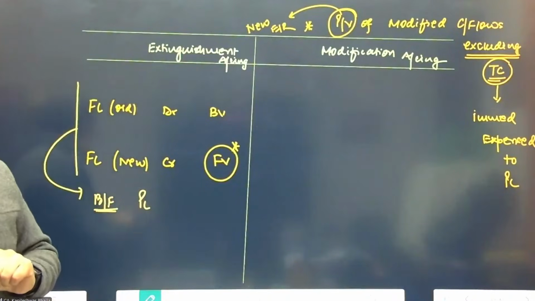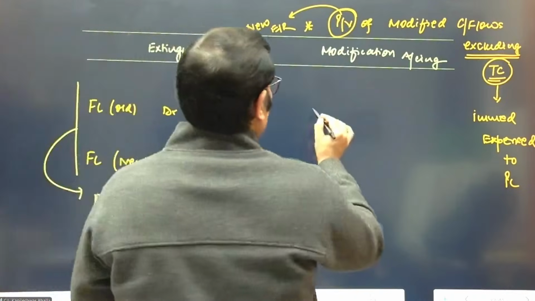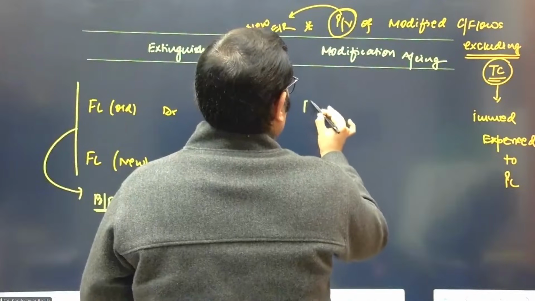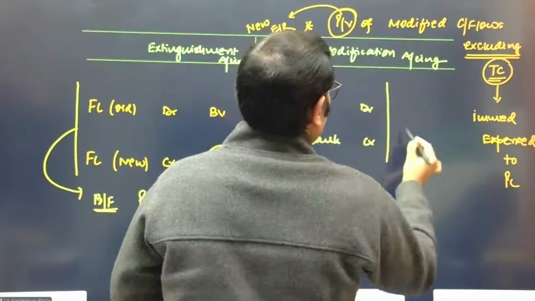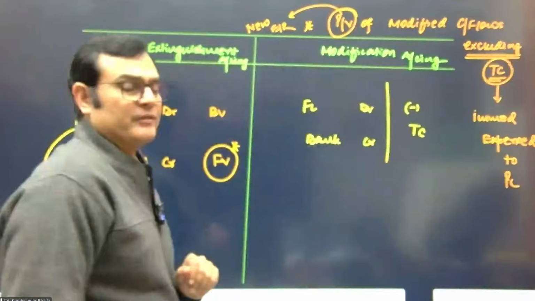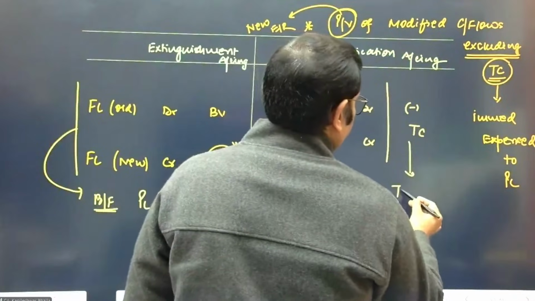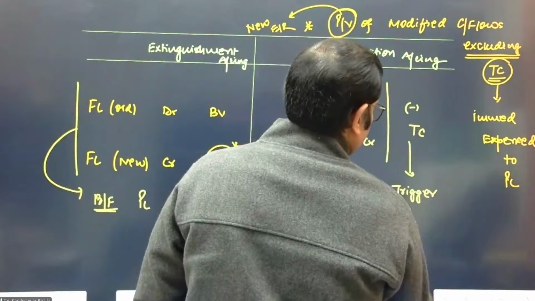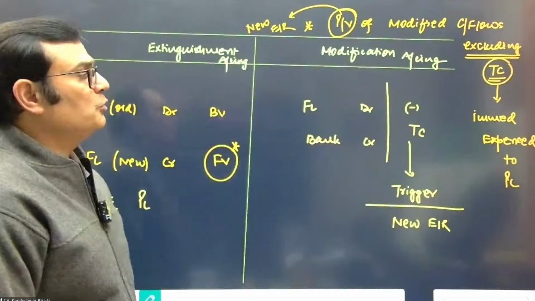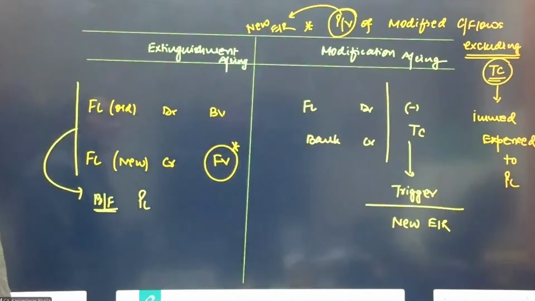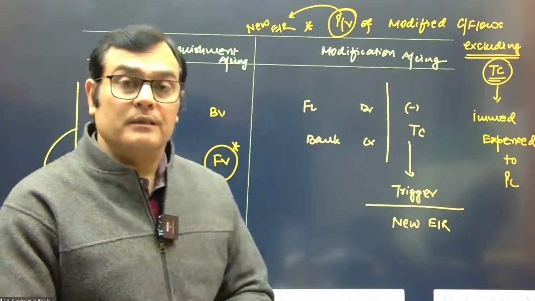Okay, now coming to the concept that if you apply modification accounting, in this case, what do we need to do? The TC which you have incurred will be adjusted to the financial liability. We will reduce the transaction cost from the financial liability. And immediately as you do this, this will trigger what? New EIR. Yes, this will trigger the need to calculate the new effective interest rate. And based on that, you will do the accounting for the future. Simple and sweet. So this is how the extinguishment and the modification accounting will occur in the books.